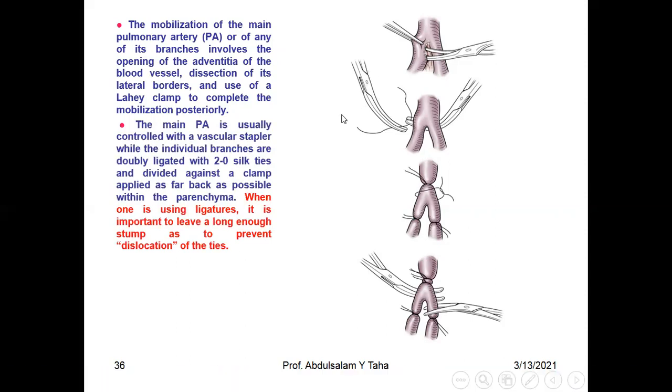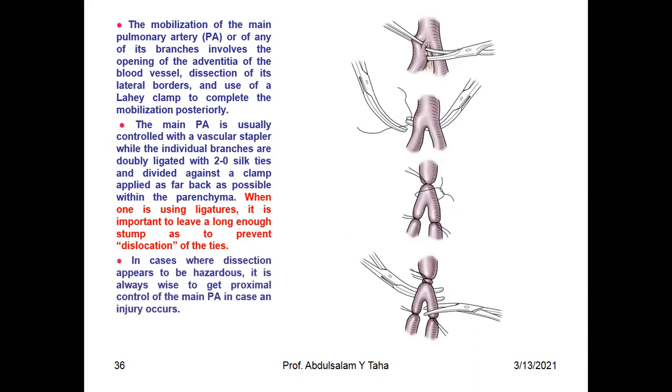The main pulmonary artery is usually controlled with a vascular stapler, while the individual branches are doubly ligated with two zero silk ties and divided against a clamp applied as far back as possible within the parenchyma. And when one is using the ligature, it is important to leave a long enough stump to prevent dislocation of the ties. It's very important to have enough stump to avoid slippage of the ligature.